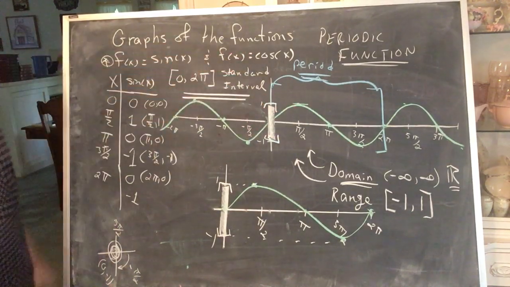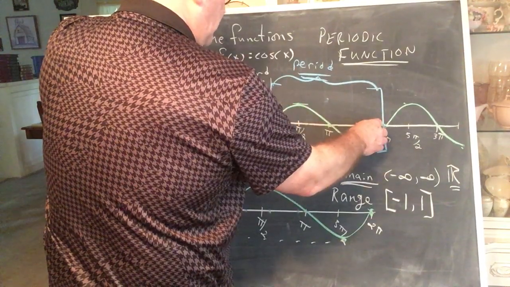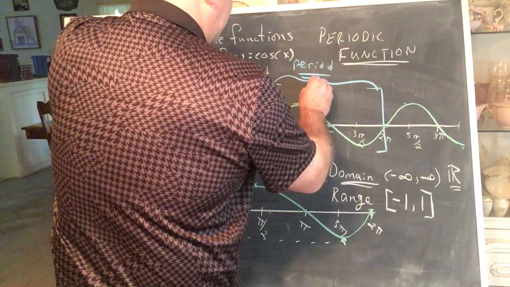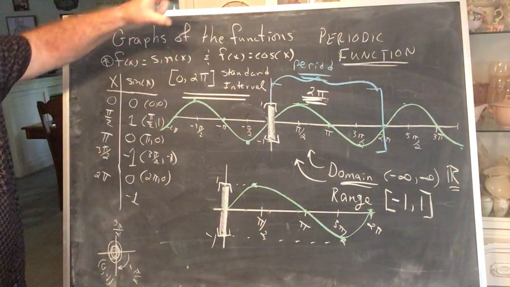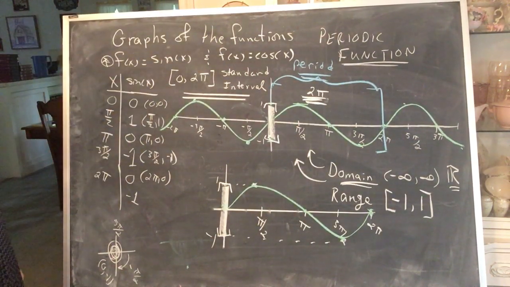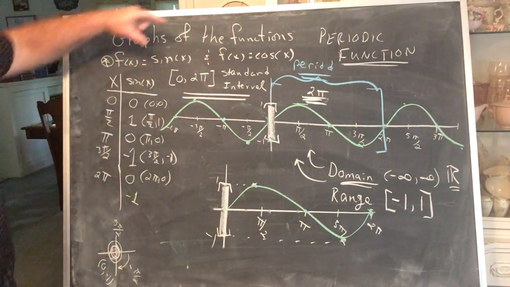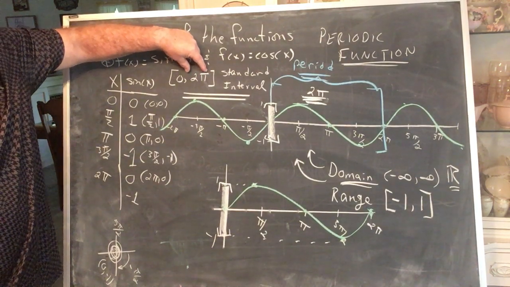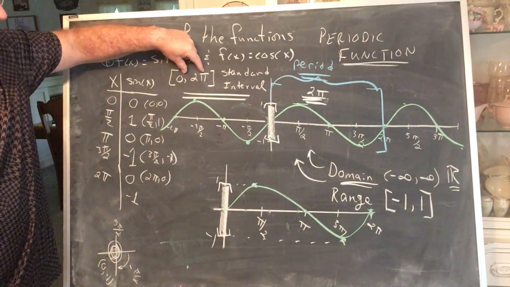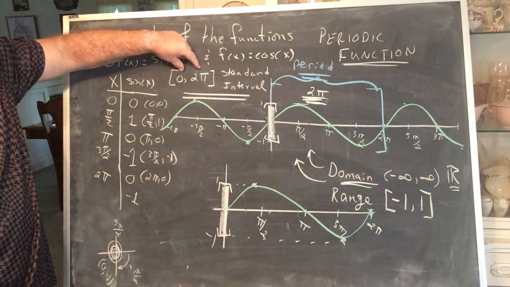It is periodic. The period, the distance over which it requires to repeat itself, the period is 2 pi. This period of the sine curve is 2 pi. That's the interval over which it repeats itself. Period is 2 pi. Standard interval is 0 to 2 pi. This is not always the same for all 6 functions. It is for sine. The period is 2 pi. The standard interval is 0 to 2 pi.